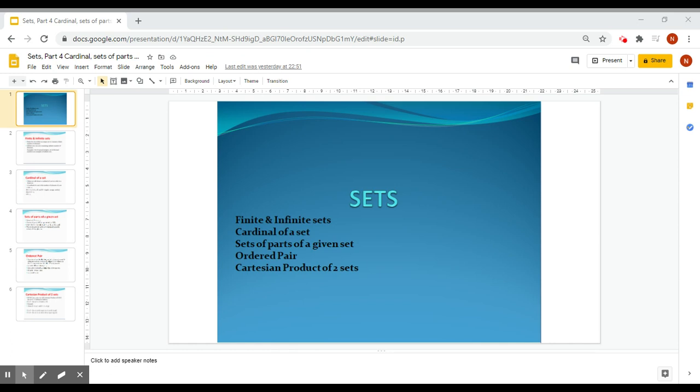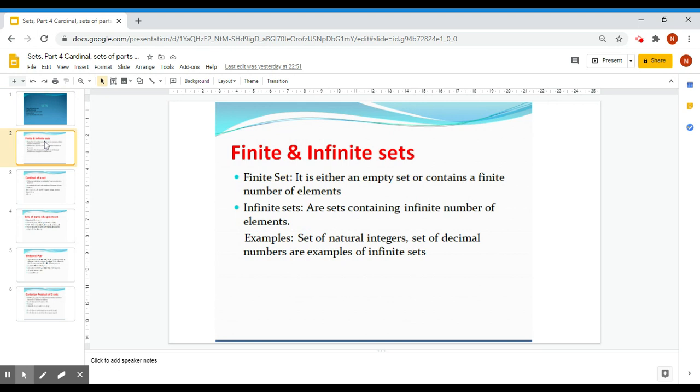In this video, we're going to talk about finite and infinite sets, about cardinal of a set, about sets of parts of a given set, about ordered pair, and Cartesian product of two sets. So first of all, finite and infinite sets.